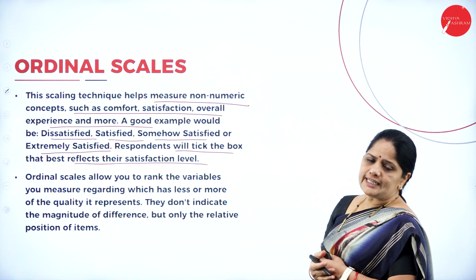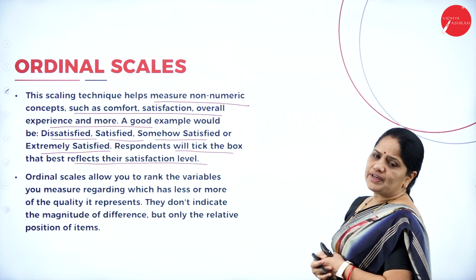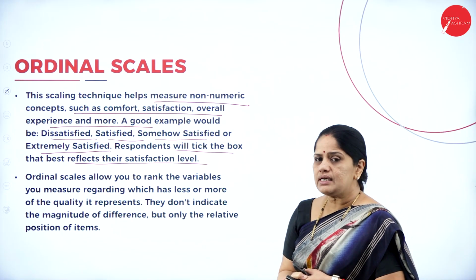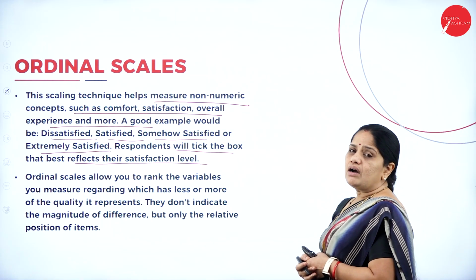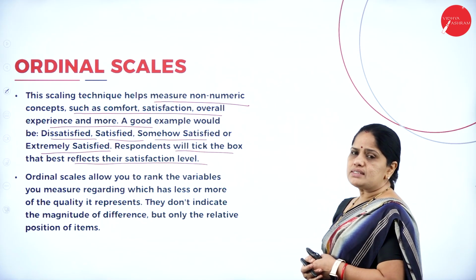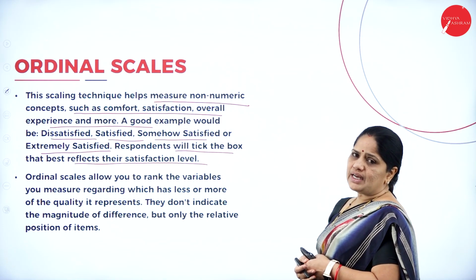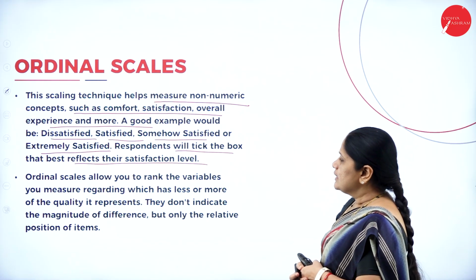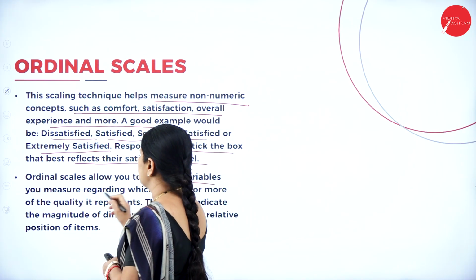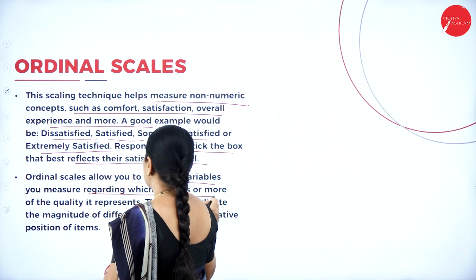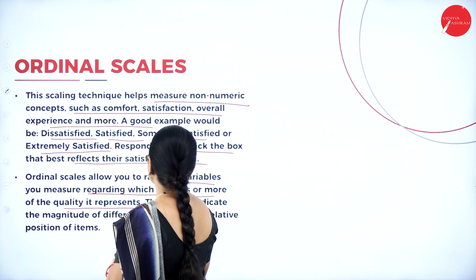Now, this ordinal satisfaction, they will be giving 4 options for a particular answer, and by the help of these 4 options, we will be able to assess the comfort level, the qualitative aspect of that particular question. Then ordinal scales allow you to rank the variables you measure regarding which has less or more of the quality it represents.